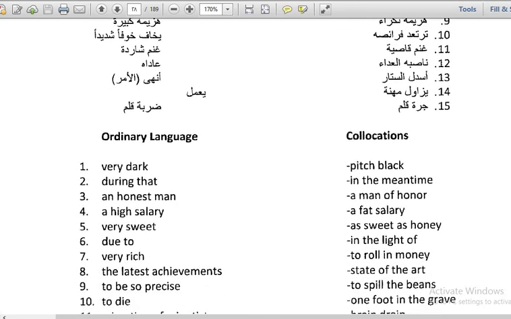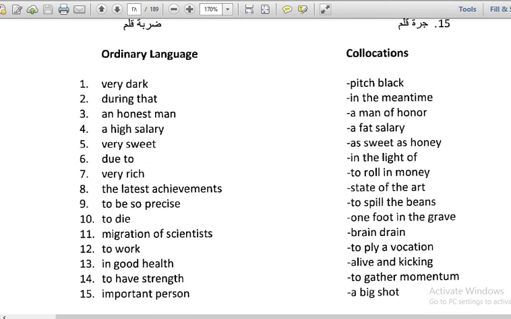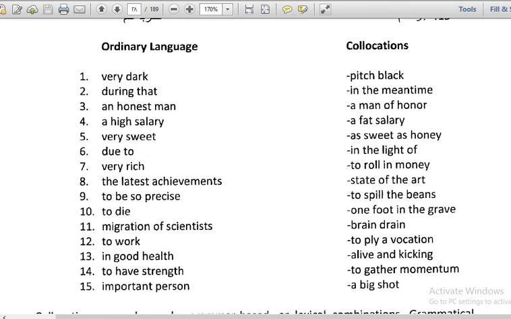In the same way, in English language we have ordinary language and collocations. So while in collocations we have words like pitch black, in the ordinary language it can be rendered into very dark. In collocations we have in the meantime, ordinary language during that. In collocations it can be a man of honor, but in ordinary language an honest man.